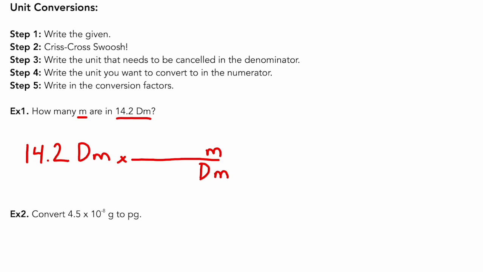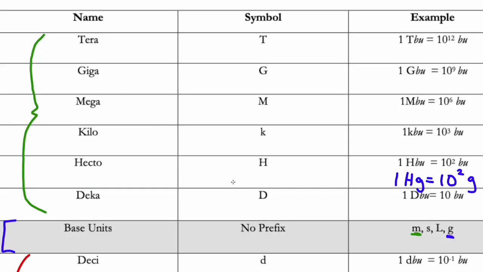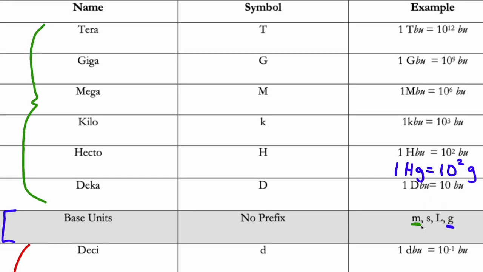Now, we have to write the conversion factor, right? So what is the relationship between meters and decameters? So I'm going to go back to my table. I find deca, and it says 1 deca base unit equals 10 base units. So remember, your base units can be meters, they can be seconds, they can be liters, they can be grams. In this case, it's meters. So the relationship or the conversion factor I'm using is that 1 decameter equals 10 meters.